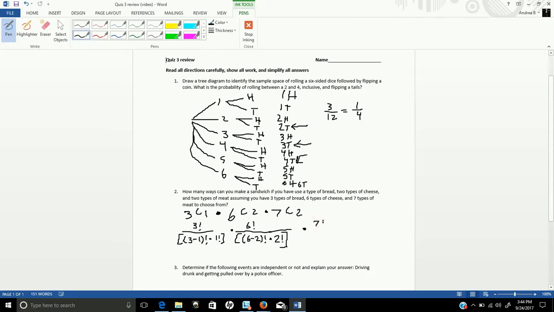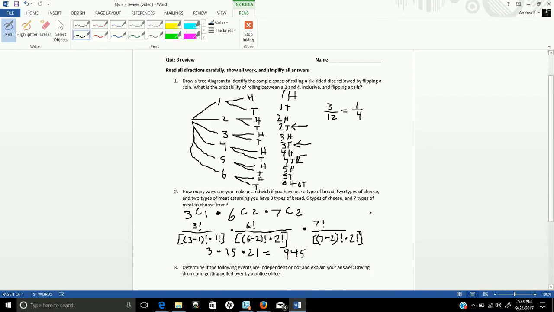Similarly here for your 7c2, 7 factorial, then you'd have 7 minus 2 in parentheses factorial times your 2 factorial. And then all of that grouped together. So then here for those answers, if you do them correctly, you should have 3 times 15 times 21. And they're all being multiplied. We're using that fundamental counting principle again. So you get 945 for your answer there.